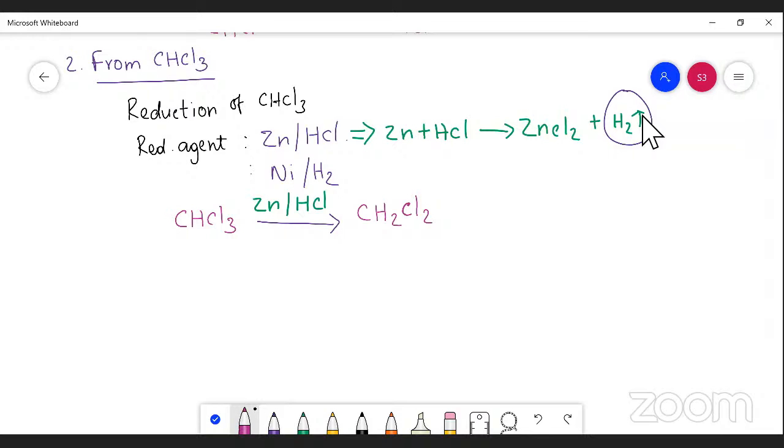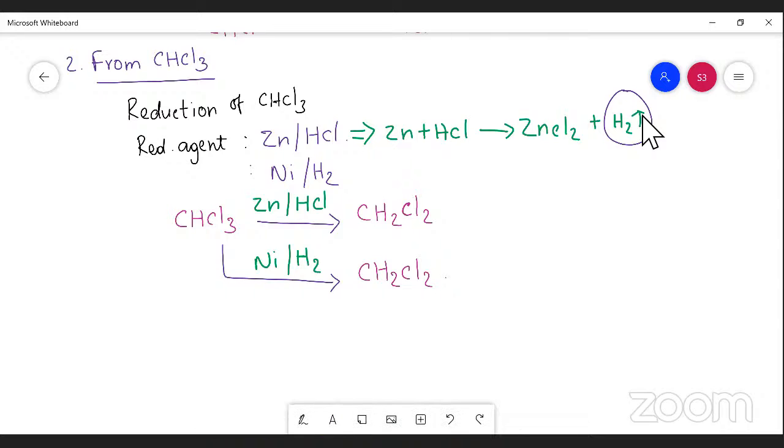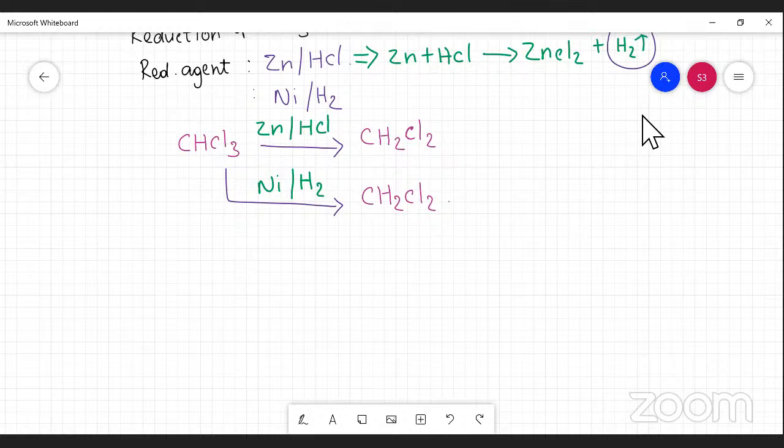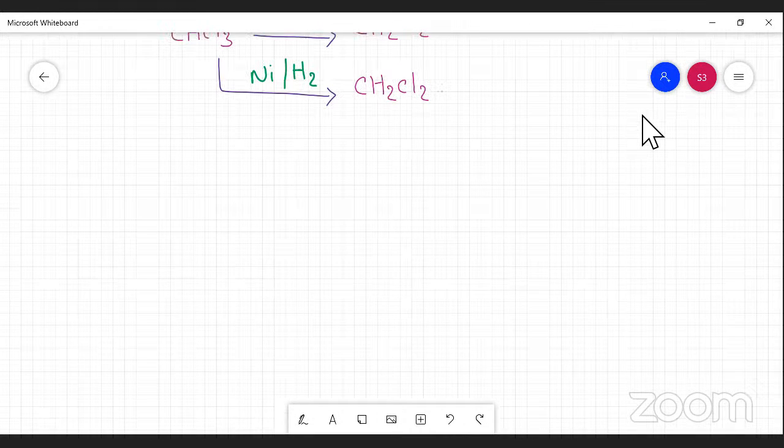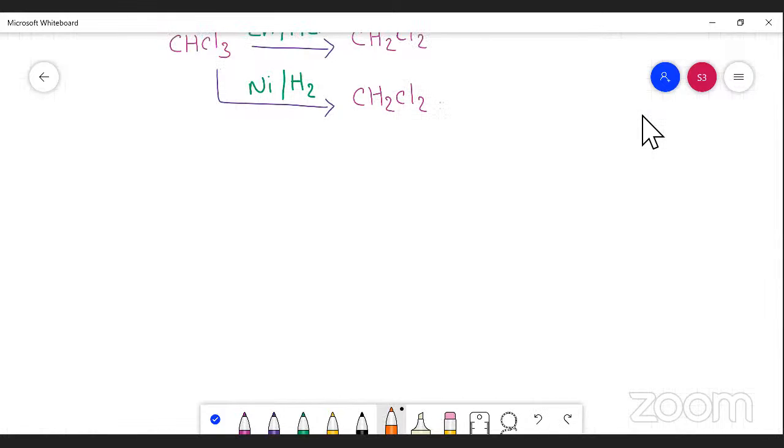And the same reaction is done by nickel and hydrogen also. With nickel, the hydrogen is used for the reduction process, so we get methylene chloride, CH2Cl2. So we make methylene chloride. Okay. Now, what are the uses of this methylene chloride? Now we are taking the uses of methylene chloride.